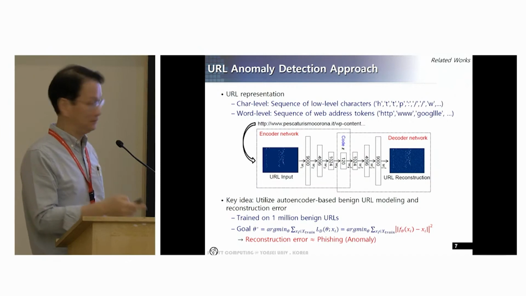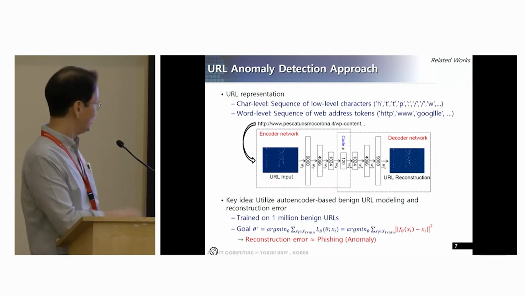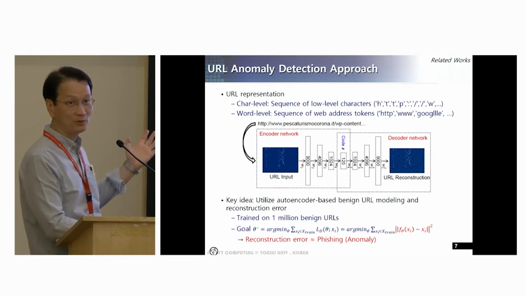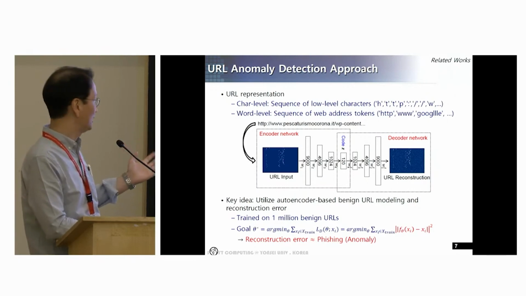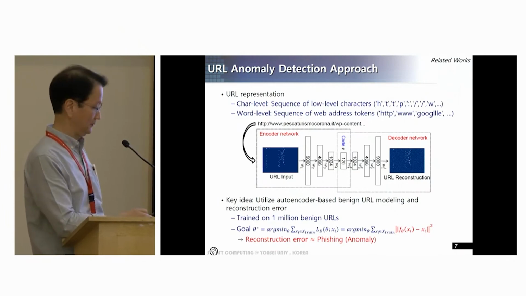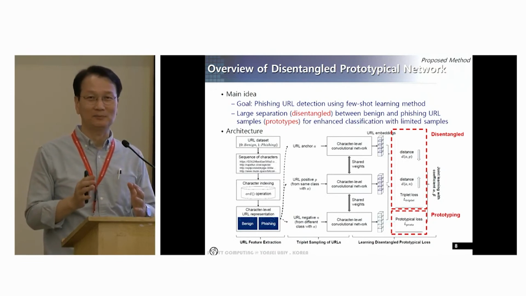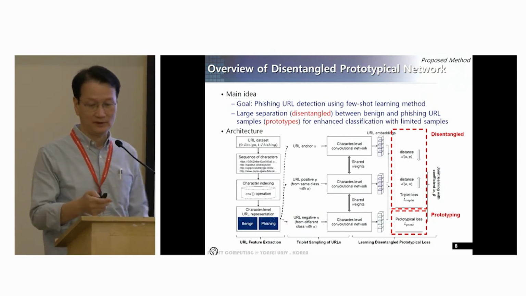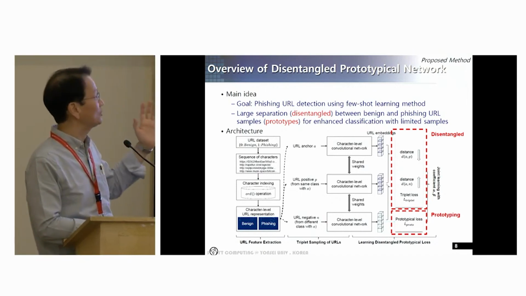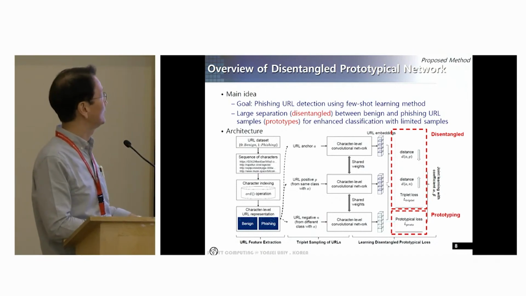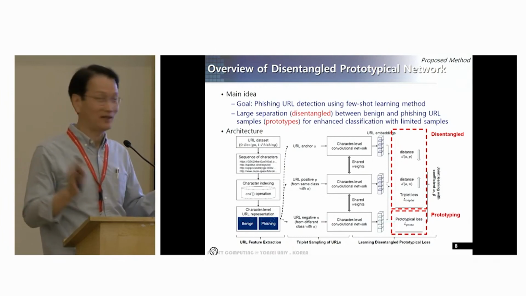benign or phishing. So mostly they try to train the model with a large number of normal URLs. In this case, they trained the autoencoder model with 1 million URLs. And as I mentioned before, the reconstruction error is the measure to detect whether the current URL is phishing or not. So anyway, we tried to devise a better method to outperform the previous well-known methods, which is based on the prototypical network. And the prototypical network is quite popular, as I mentioned before.